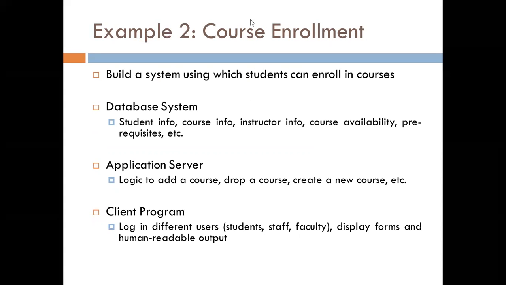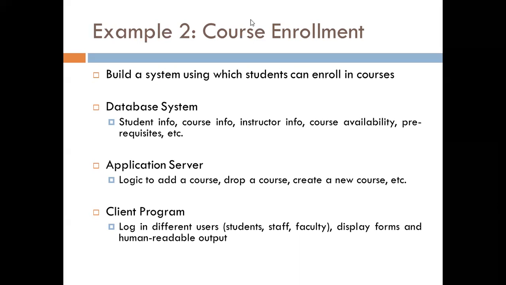So consider one more example, that is course enrollment. We are building a system in which students can enroll in courses. Imagine we have many online courses, through Coursera, or many MOOC courses are available. So here on the database side, we will maintain the student information, their personal details, course information, instructor information, course availability, and prerequisites for a particular course. All those things will be maintained in a database.